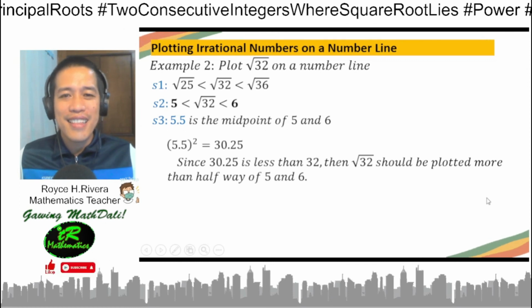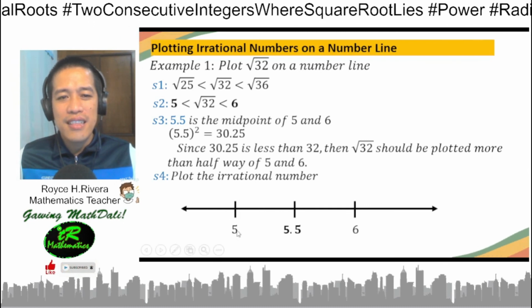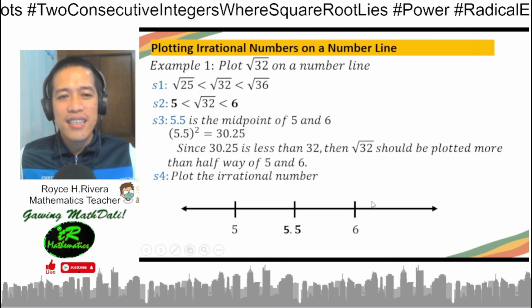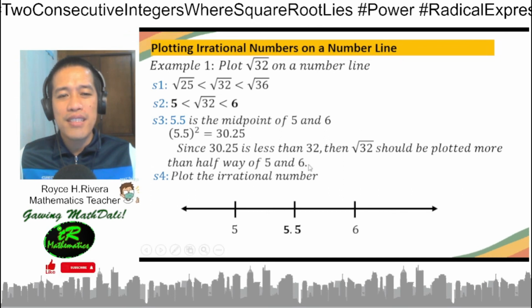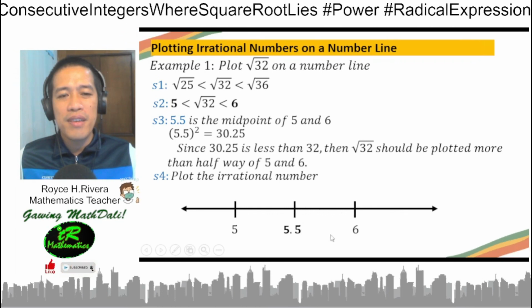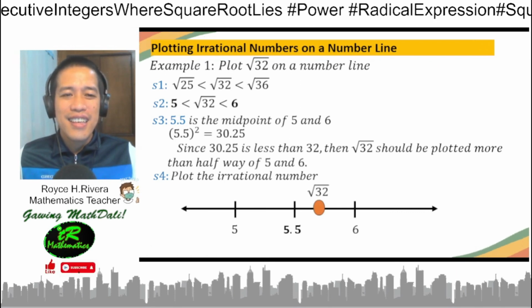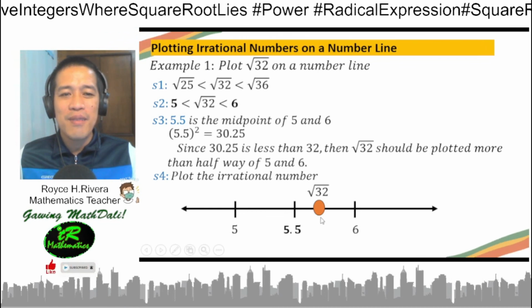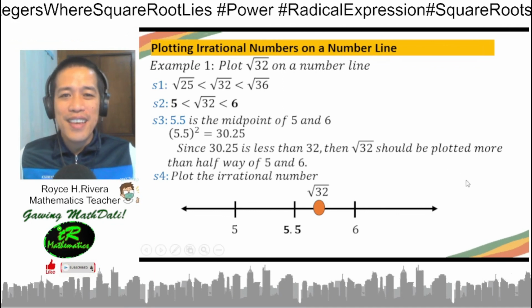So, ilagay na natin. So, the number line containing 5, 5.5, and 6. The square root of 32 should be plotted more than halfway of 5 and 6. So, somewhere in this area, in between 5.5 and 6. Pwede na nating ilagay. Approximately, this is the position or location of the square root of 32. Sana meron kayong natutunan.